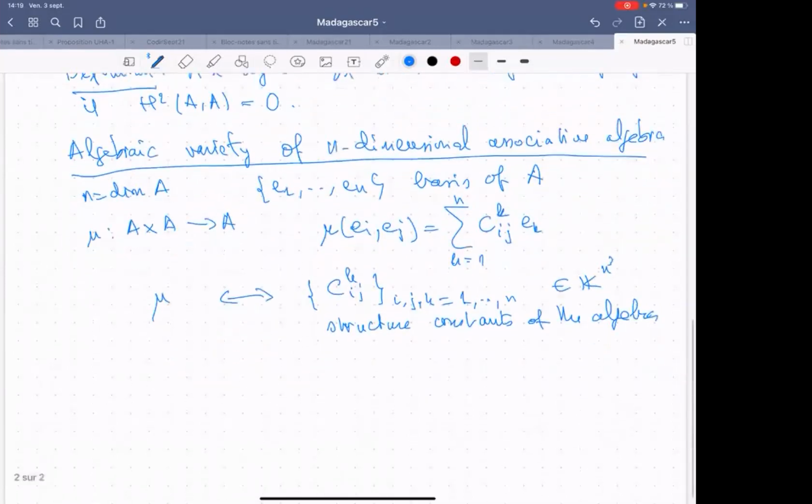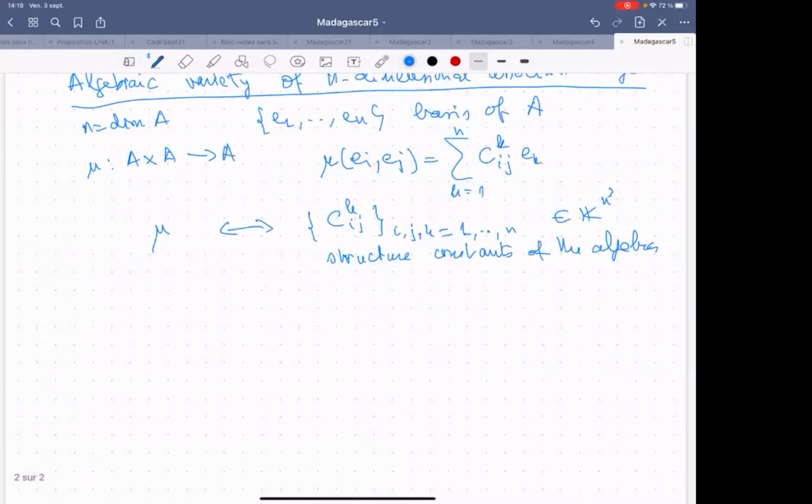Okay, then they have this identification. Now, of course, any bilinear map is given by its structure constants, but there are some restrictions, which are given by the fact that this multiplication should satisfy the associativity condition.